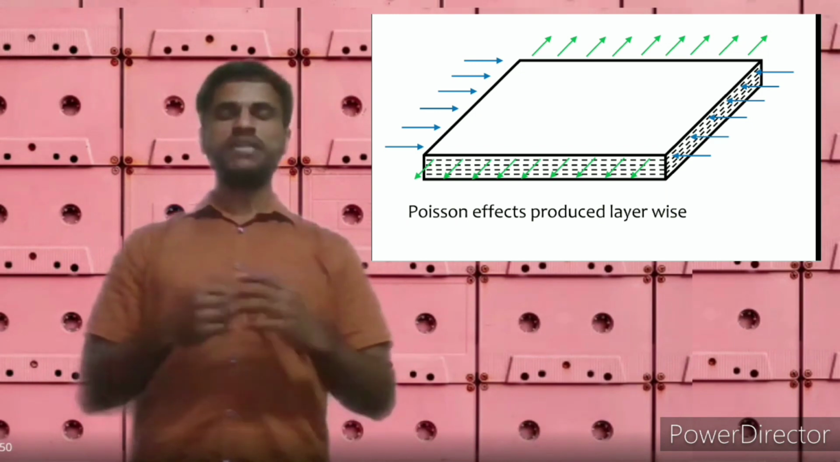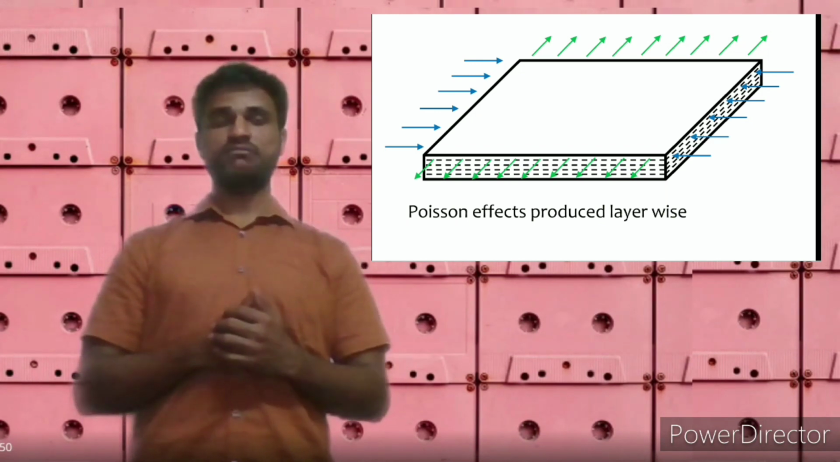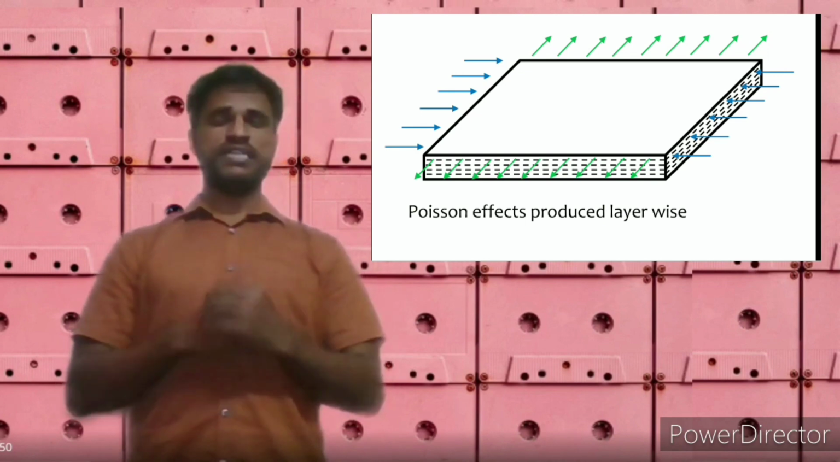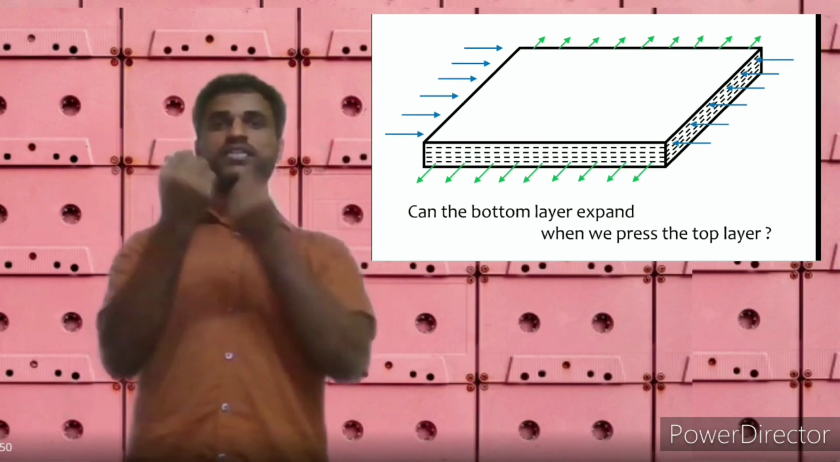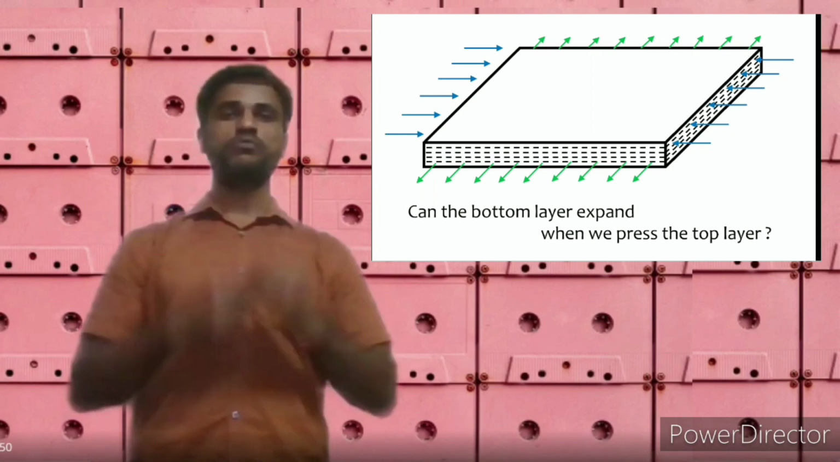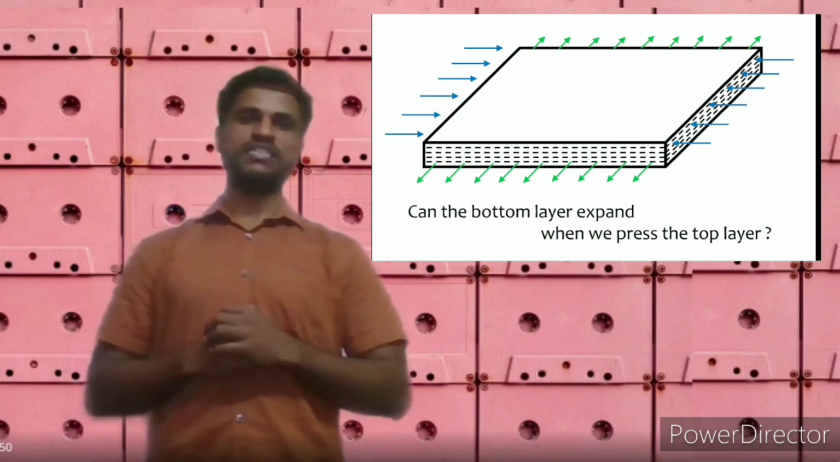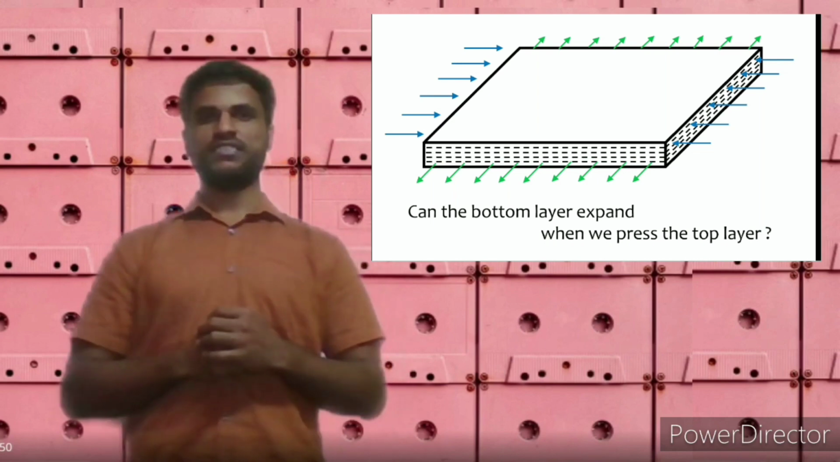But what if we can break this rule? What if we can transfer the Poisson effects in between the layers? That is, if we press the topmost layer, the bottom layer should expand due to Poisson effects. Is this possible? We will show you an artificial material in which this happens.